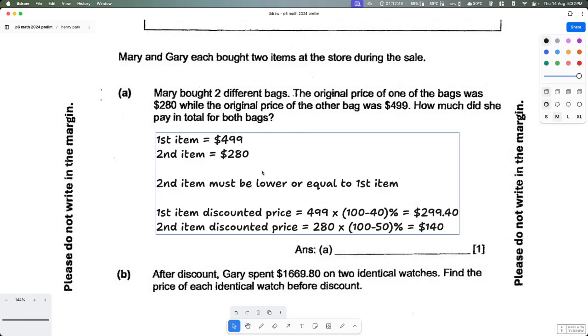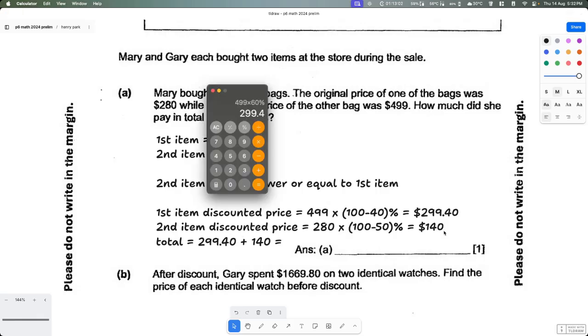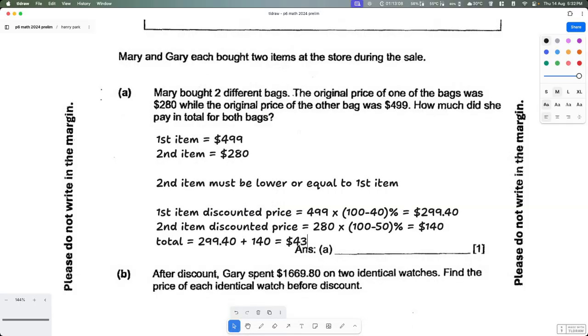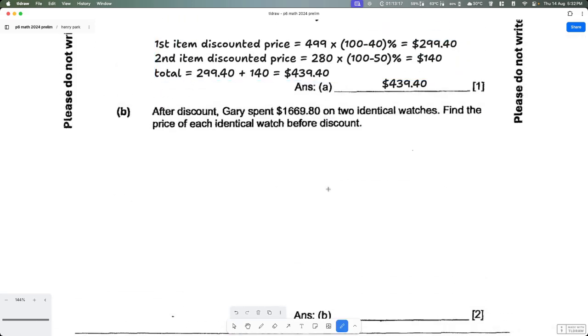Then I think I can get the total. The total is equal to 299.40 plus 140, which is $439.40, and that's the answer. Okay, so that's it. Let's move to the next question, part B.